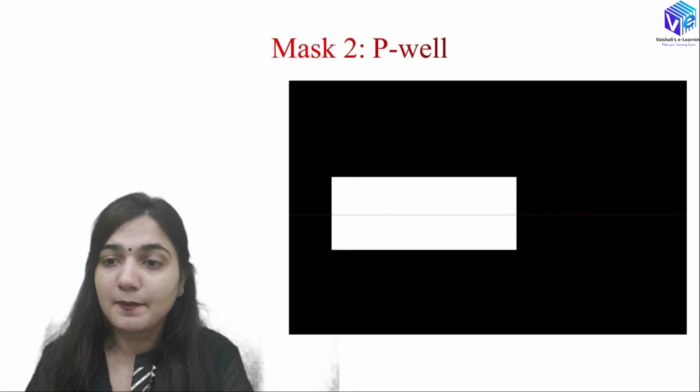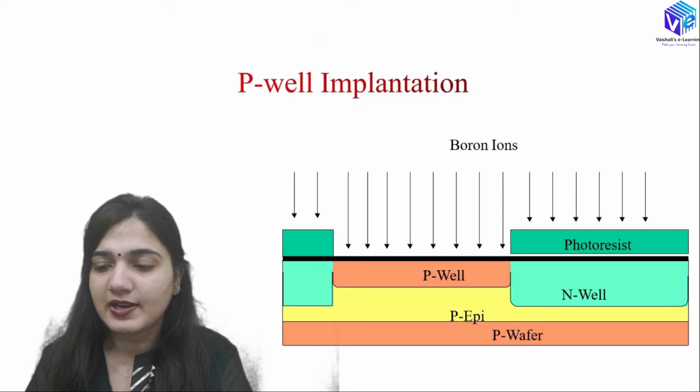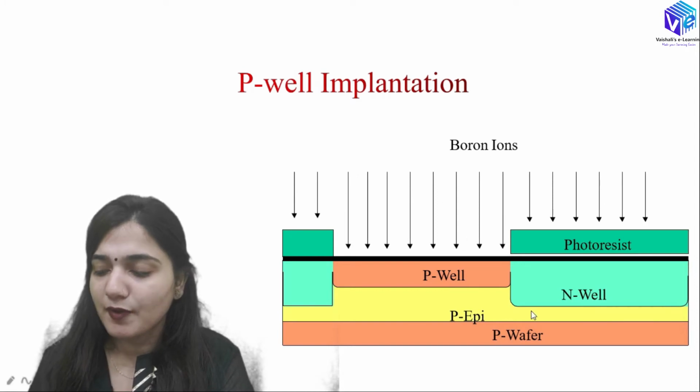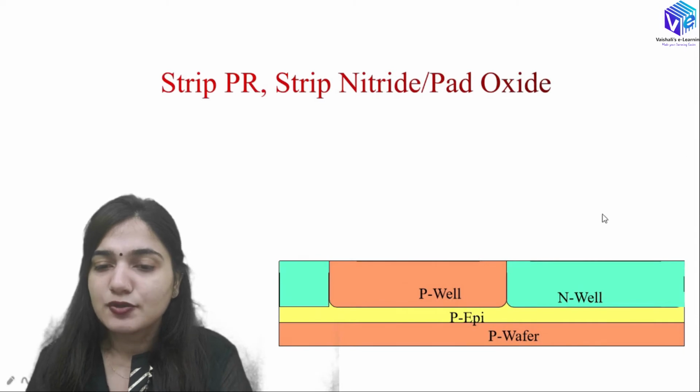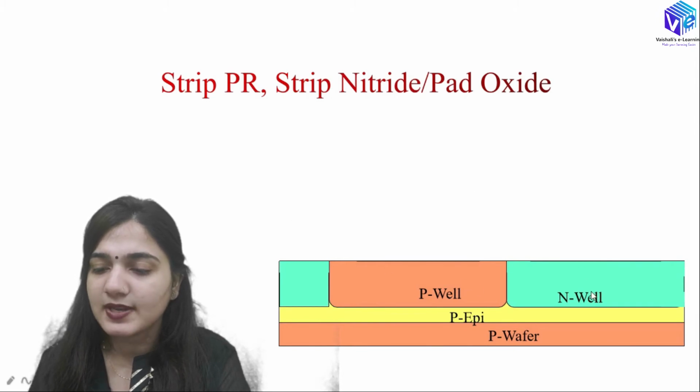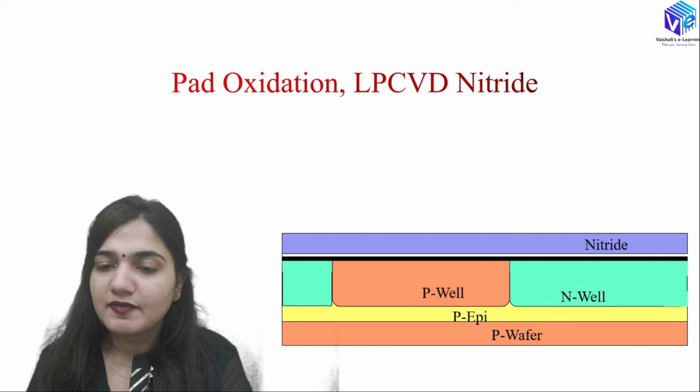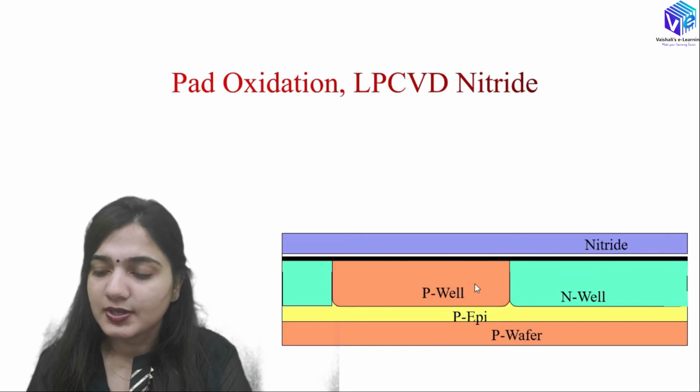After that, I will be using the mask 2 for the formation of the p-well. So you can see this is the twin well process. Here I will be using the N-well as well as the p-well in the p-type epitaxial layer, and the p-well is formed with the help of boron ions, the N-well was formed with the help of phosphorus ions. So you can see we can strip off the photoresist, we can strip off the nitride or the pad oxide layer, and this is how I will be having the p-well as well as the N-well. Right, after that we will be having the pad oxidation layer. Over that we can have the low pressure chemical vapor deposition for the nitride deposition, right?